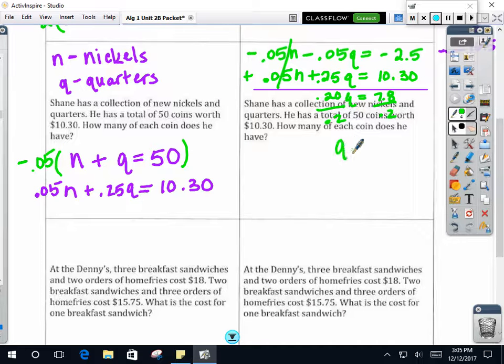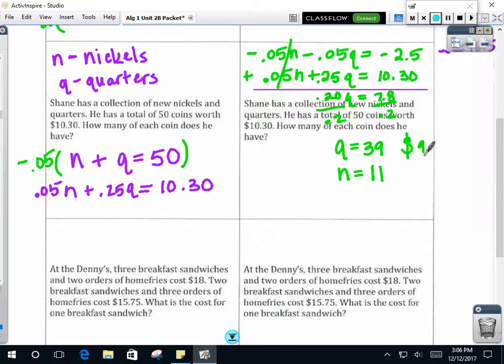So that means we have 39 quarters. If there were 50 coins in all, how many are nickels? 11. Now, let's make sure it makes sense. How much money is 39 quarters? How do you figure that out? Multiply by 0.25. Right, 39 times 0.25 is? And then how much would 11 nickels be worth? 55 cents. What do those total up to? Which is what they said he had, so we did it right.